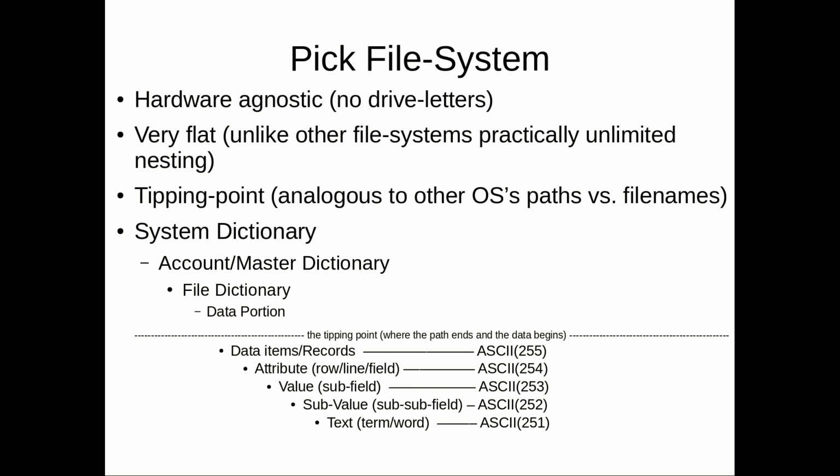And within the PIC world, there is something that has become rather arcane. Almost nobody does this, but you can still find documentation on it. That is the text value, or the term, or the word, and it's delineated by ASCII 251. I've never seen that used by anyone.